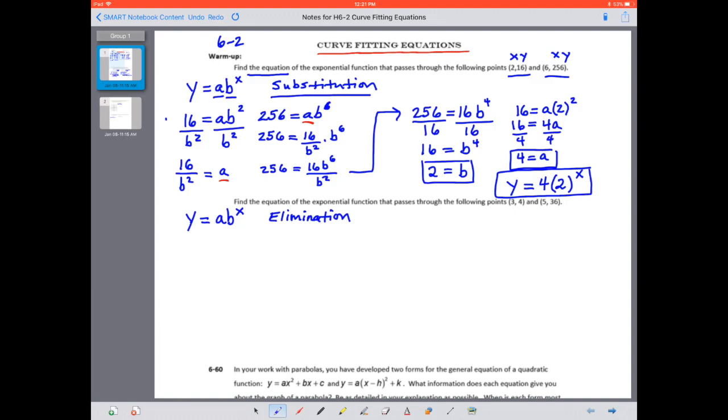Okay, I'm going to use the elimination method. So I'm going to use a slightly different method, which is probably a little bit quicker if you do it the right way. But you use whatever you prefer. So first step again, let's go ahead and create our system of equations.